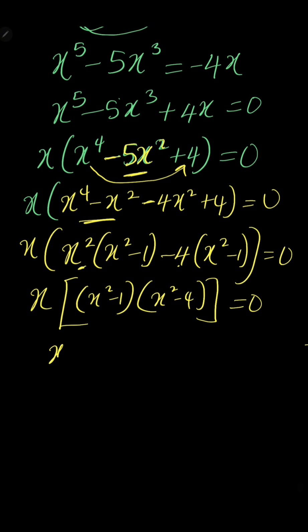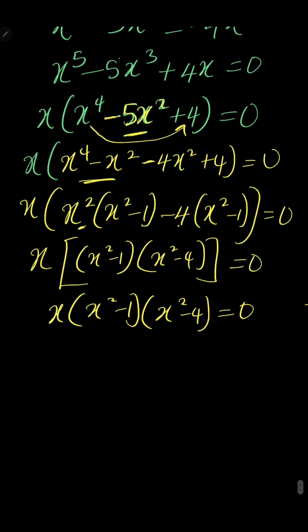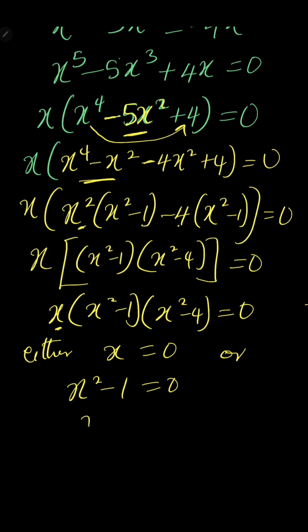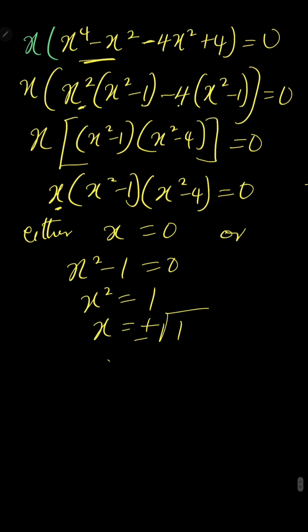So which is the same thing as saying x into x squared minus 1 into x squared minus 4, everything is 0. So when terms are multiplying each other to give 0, you suspect that either one of the terms is 0 or all of them are 0. So either x is equal to 0, this x here, or x squared minus 1 is 0, x squared is equal to 1, so x is plus or minus square root of 1, meaning that x is minus 1 or 1.